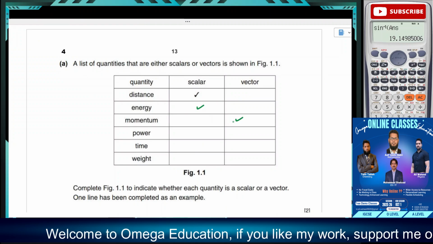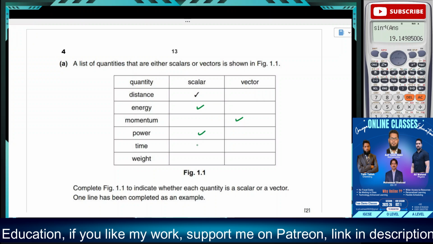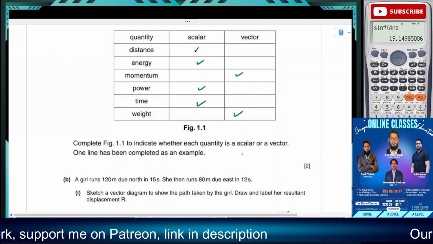Energy is scalar, momentum is vector, power is scalar, time is scalar, weight is vector.